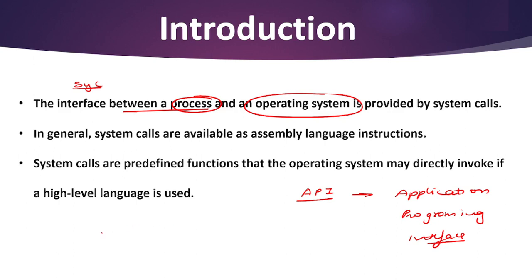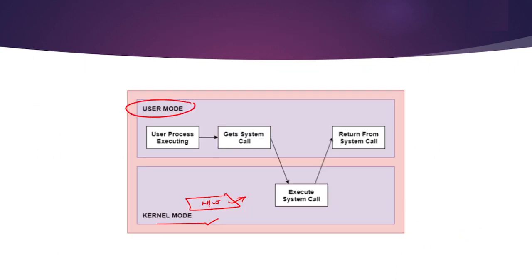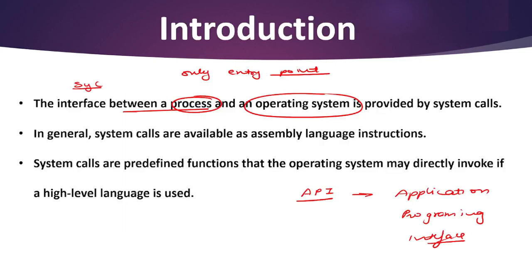And system calls are the only entry point for the kernel system. Okay, whenever any process wants to enter the kernel mode from the user mode, only system call allows them to enter in this particular section. Okay, a system call can be written in assembly language. I have told you it can be available in assembly language instruction or in a higher level language like what? Like C language and Pascal, etc.